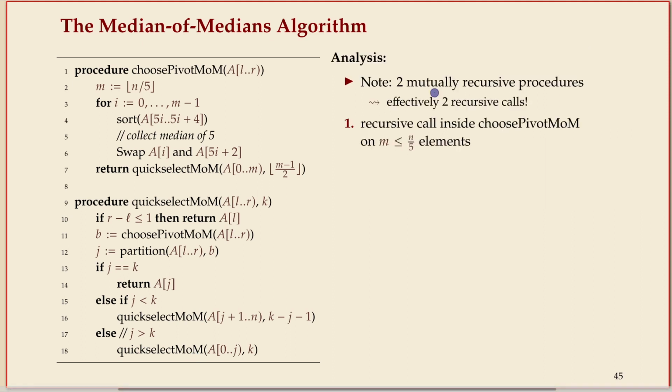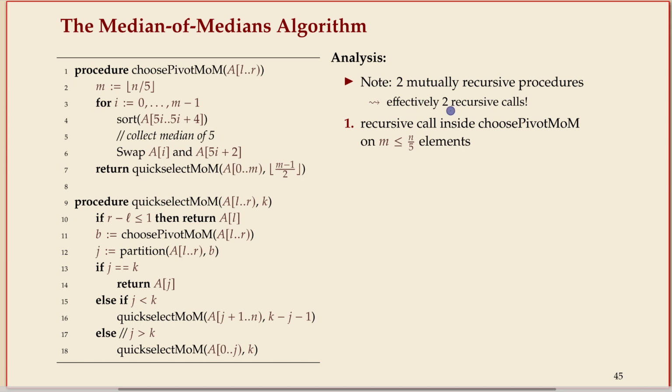First of all, we do 2 recursive calls to the function, but from 2 different places. So these are 2 mutually recursive functions. This one calls itself recursively, but it also calls this function, which again calls that one. So it's a bit of a messy relationship, but you can do this. It's standard practice. But it means we essentially have 2 recursive calls.